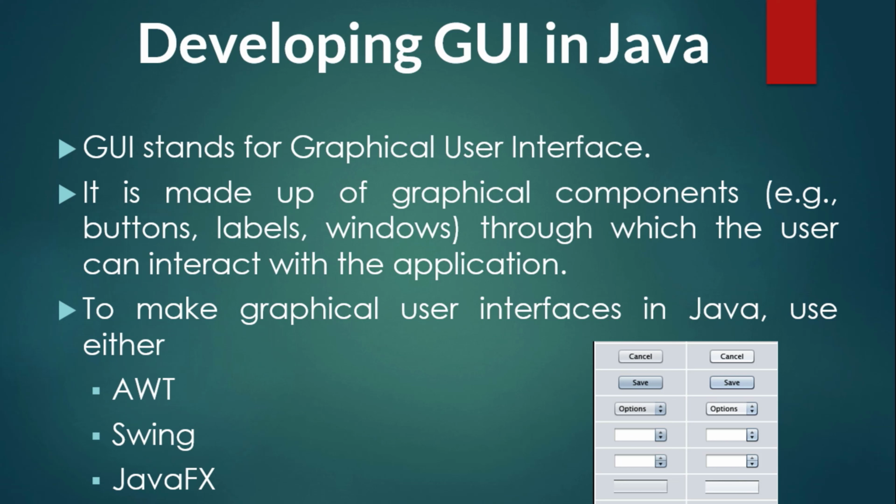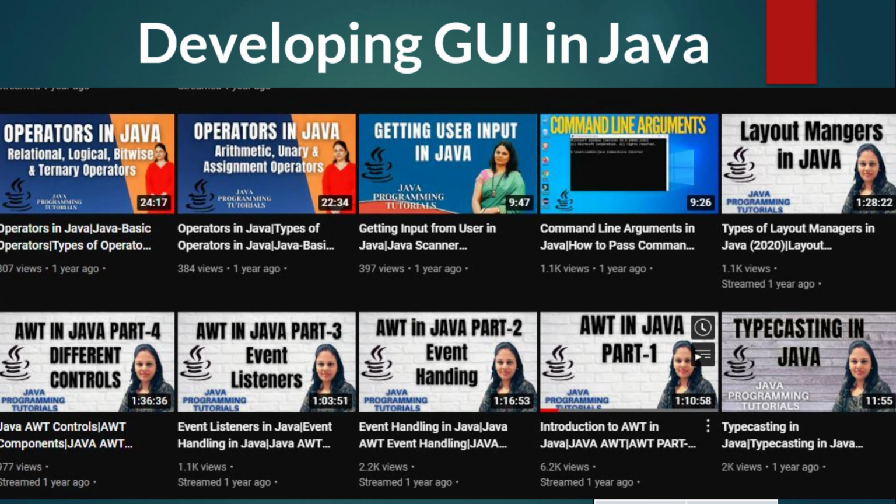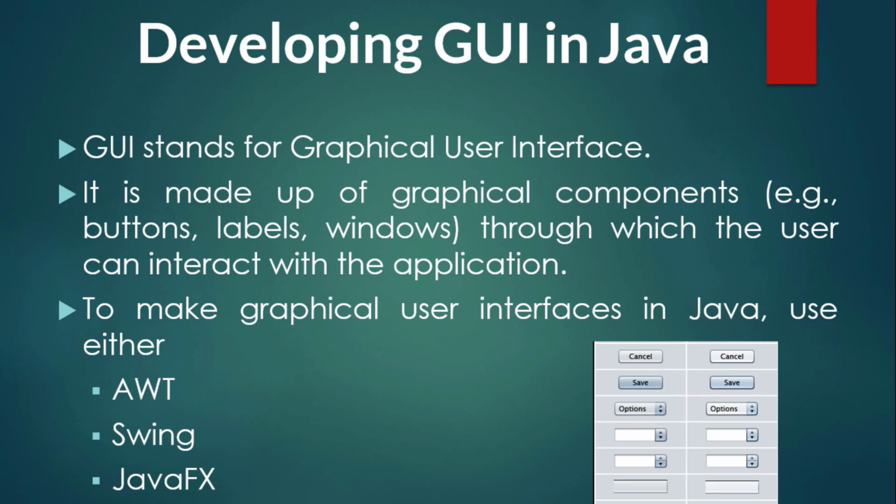In Java, we can create GUI by using AWT, Swing or JavaFX. Using AWT also you can create GUI, but AWT has limited components. If you want to create a very enhanced application, then AWT is not so useful. And if you want to learn AWT, I have a playlist for that on my channel. You can just go and watch.